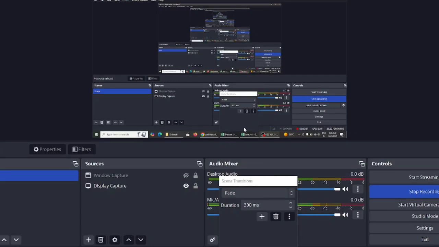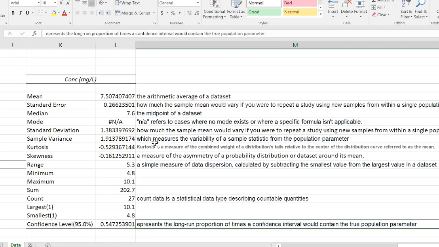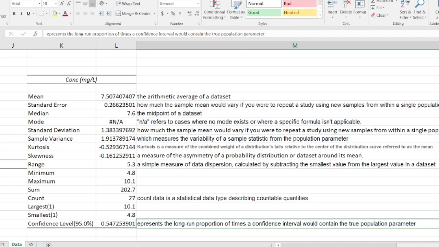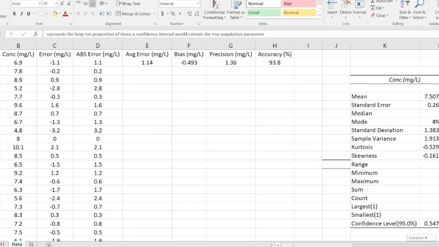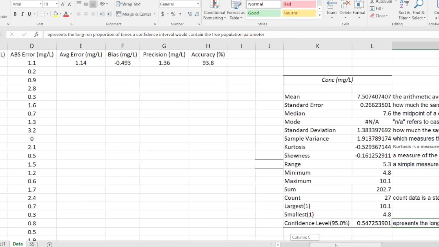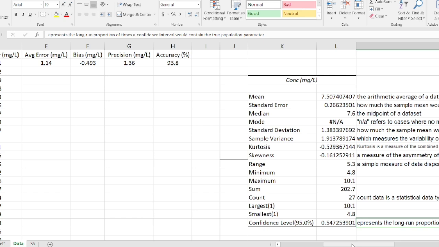Hello friends, now going ahead with our previous video. So we calculated the descriptive statistics for the given data here. Okay, so this is our data for the concentration of the pollutant. So there were 27 samples. So for this one we calculated the descriptive statistics.